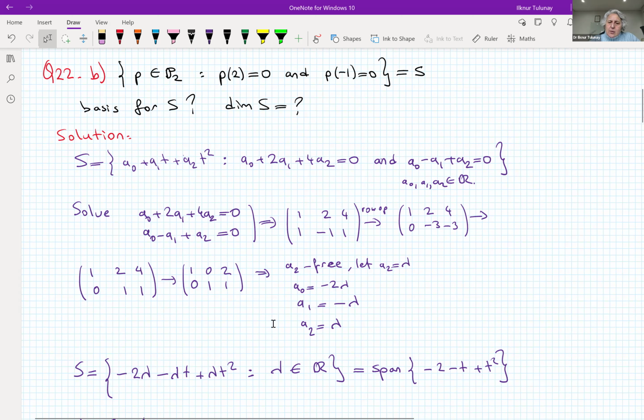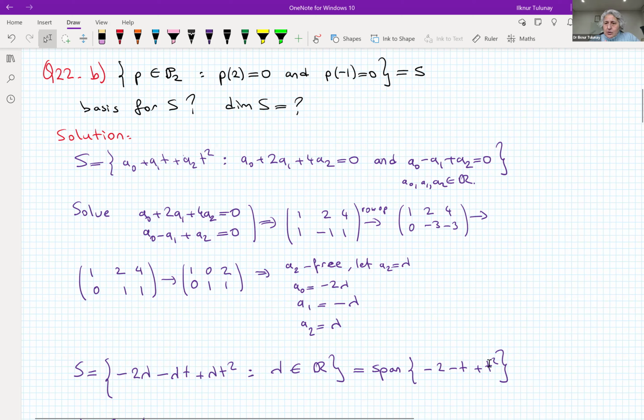A0 will be minus 2 lambda, A1 will be minus lambda, A2 will be lambda, and these are the coefficients, right? This is 1t squared. I'm writing down A0, A1, A2, whatever I found, into here. And instead of the condition, I have lambda running through all the real numbers. So this is exactly the spanning set of the polynomial, because this is lambda times this polynomial, and the polynomial here is minus 2 minus t plus t squared.